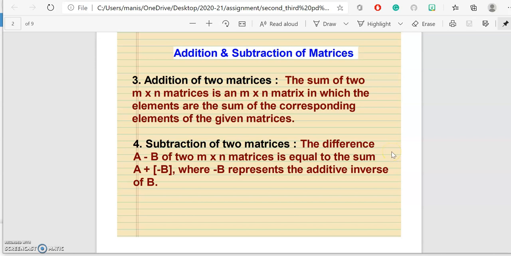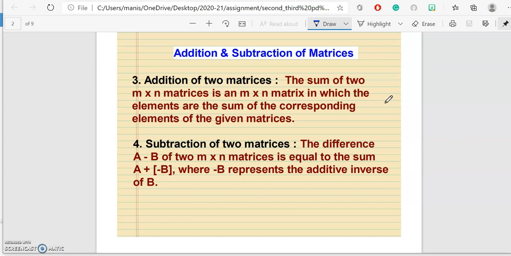Addition and subtraction of matrices. Addition of matrices. The sum of two m by n matrices is an m by n matrix in which the elements are the sum of the corresponding elements of the given matrices.